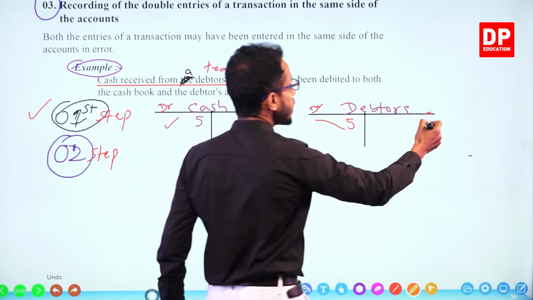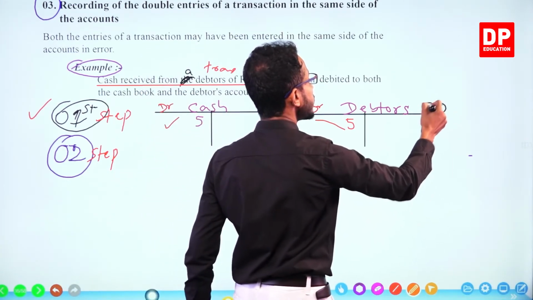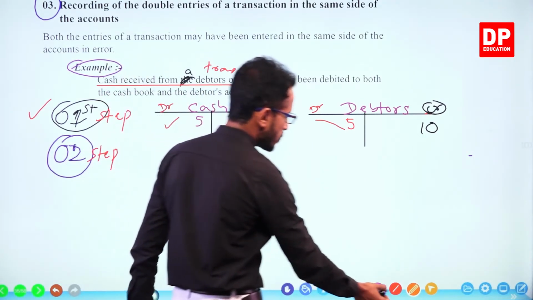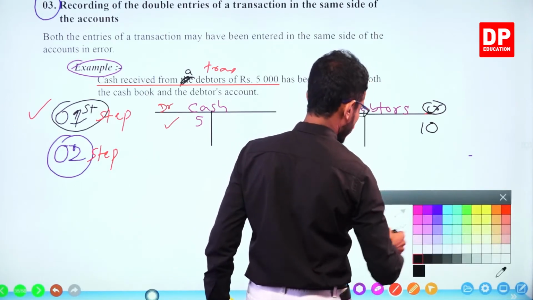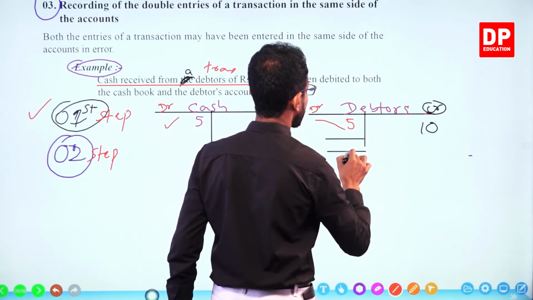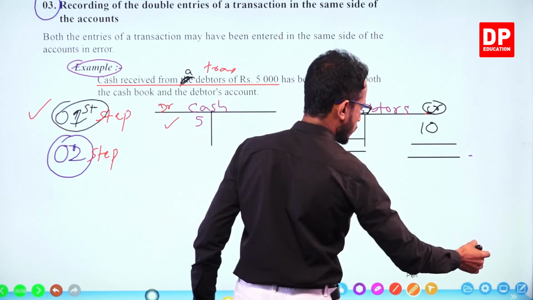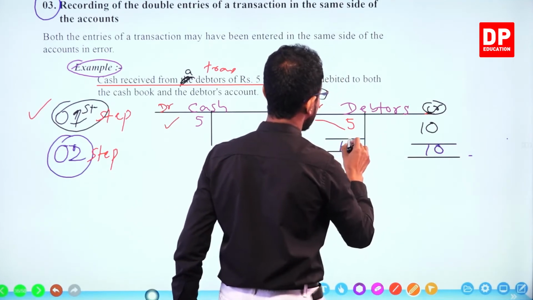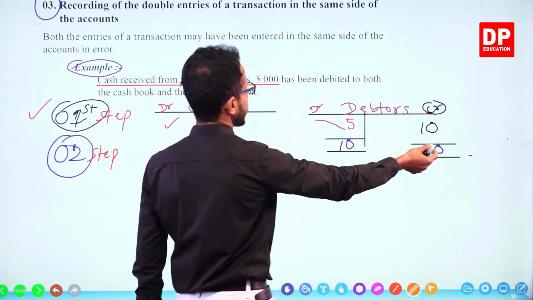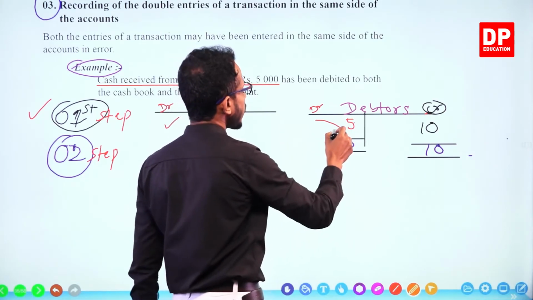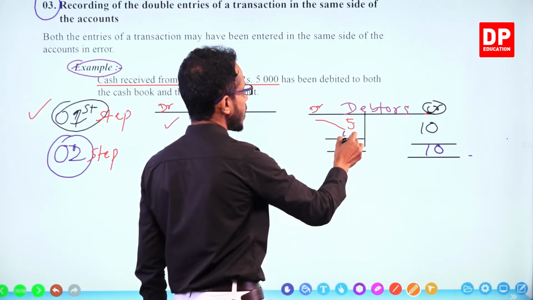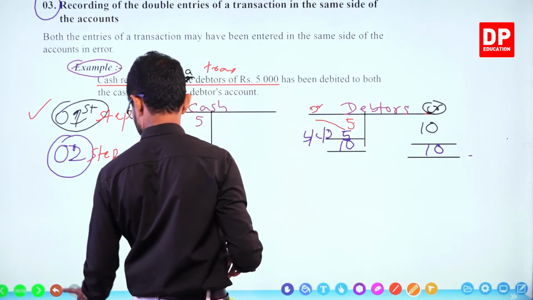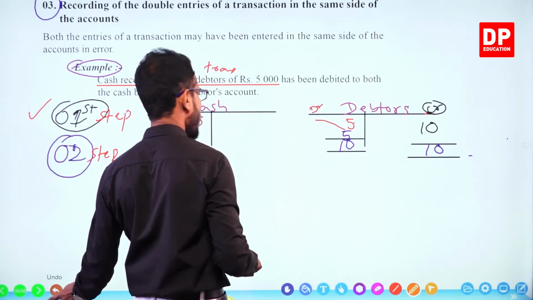You credit 10,000. Then when you balance this account, children, 10 is the greater total, and 10 is in the sum box, and when this 5 is deducted, the balance will be 5. The balance remaining will be 5.